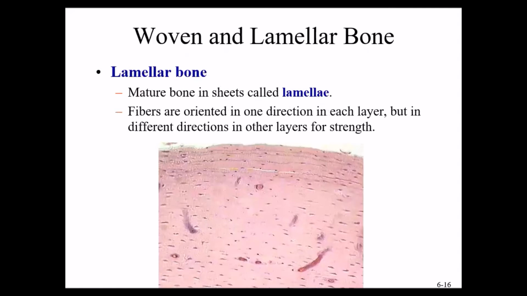Lamellar bone is named because the bone matrix and the bone fibers are oriented in layered sheets called lamellae. The fibers pretty much run in the same direction, but you have alternating patterns at 90-degree angles throughout, and it helps to strengthen the bone matrix to have it in an alternating pattern like this. And so lamellar bone, again, is your adult type bone. This is your mature, stronger type of bone. Woven bone is what you form during fetal development, or if you break a bone and have to replace some bone tissue.